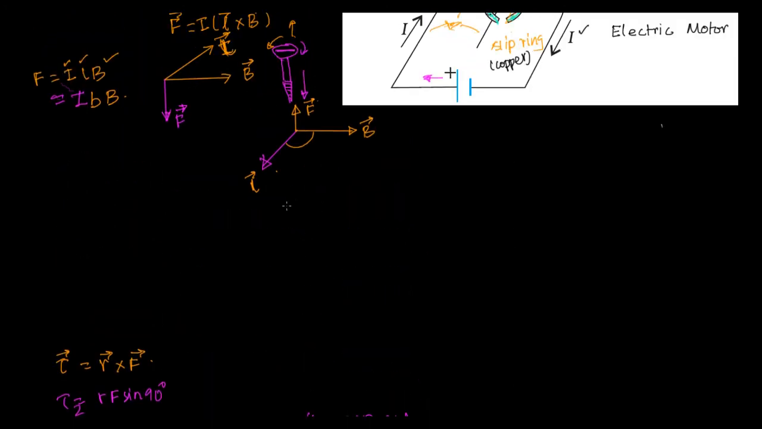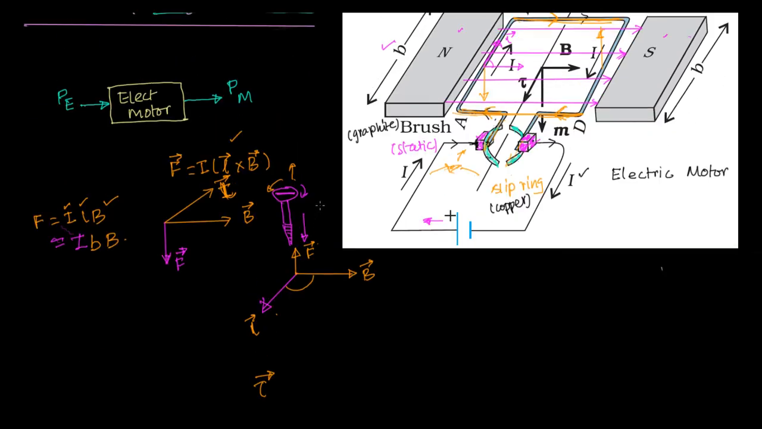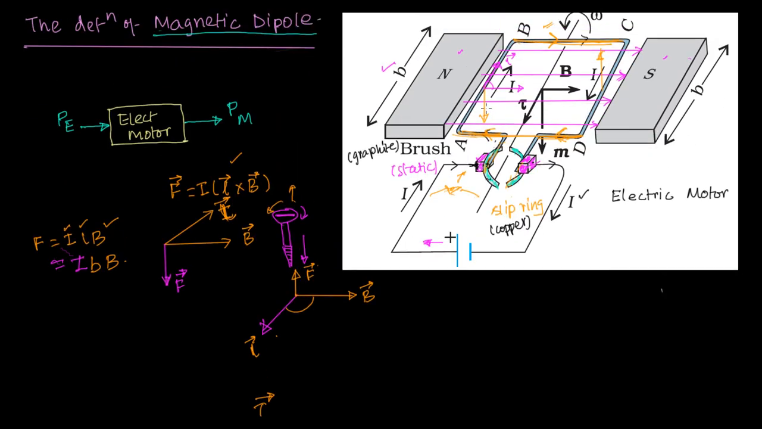Now torque is a vector quantity, right? So I would like to assign a vector to this. And B has a fixed direction. And what is the direction of the torque? We saw that torque was towards us, right? These are certain weirdnesses of the rotational motion that we have done in class 11th. So you can go back and see those videos.